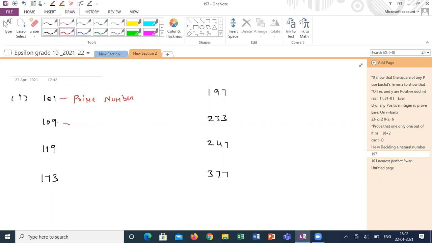Even 109 has the same numbers, because 109 is less than 121 and greater than 100. So you have to verify only 2, 3, 5, 7. Am I right, guys? Or do you have to check any other numbers other than those 4? Only those four, sir. So it is a prime number, sir.